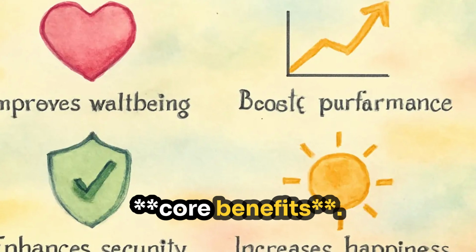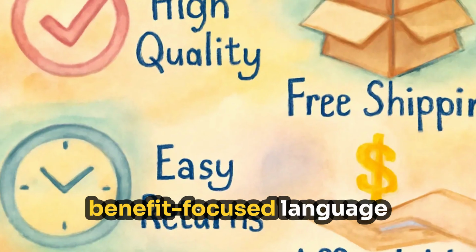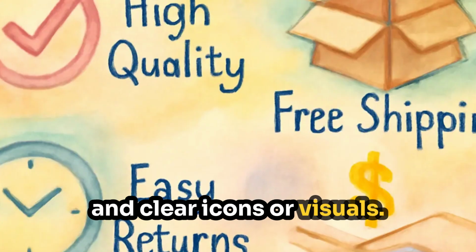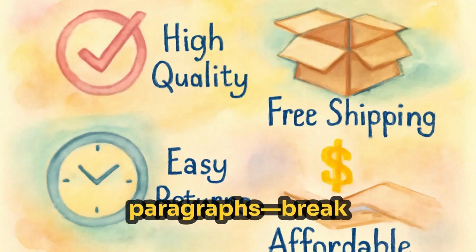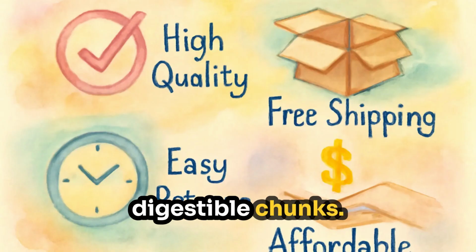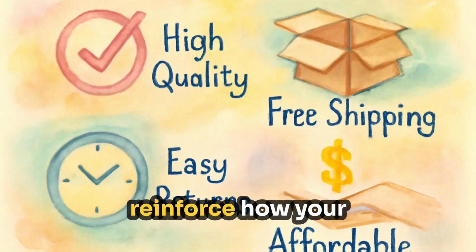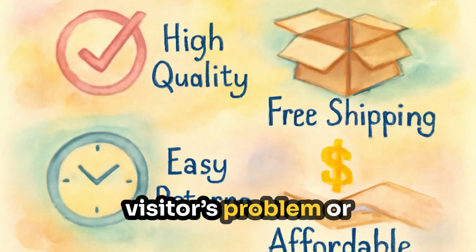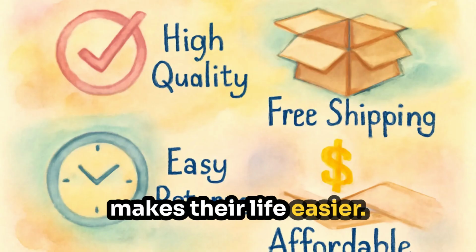Next, explain your core benefits. Use simple, benefit-focused language and clear icons or visuals. Avoid long paragraphs. Break information into digestible chunks. Each section should reinforce how your product solves the visitor's problem or makes their life easier.